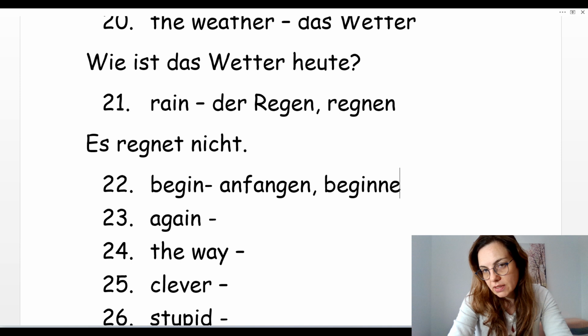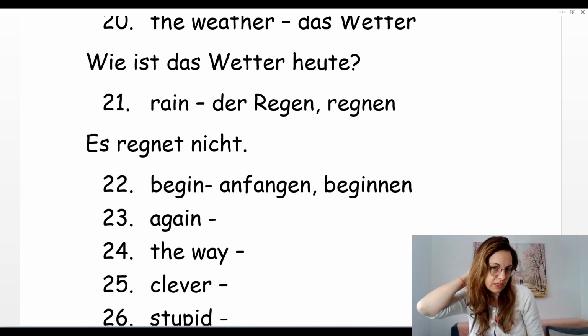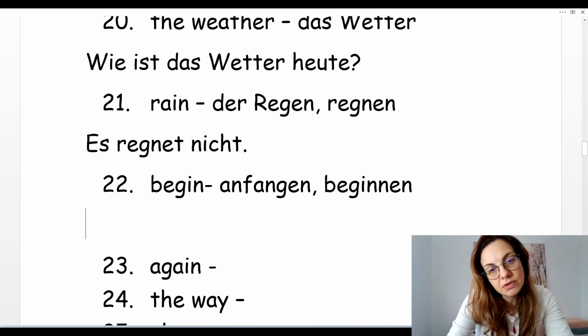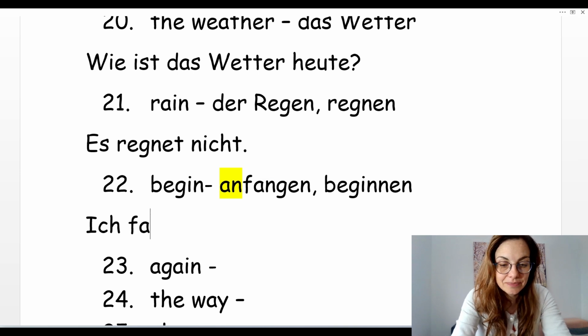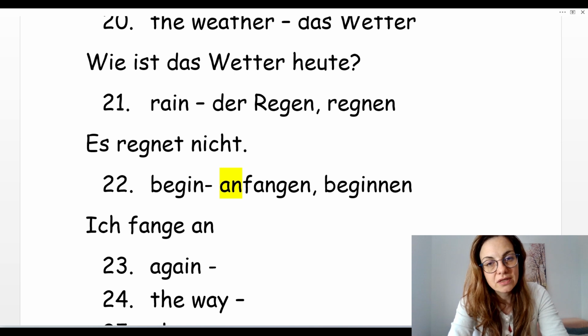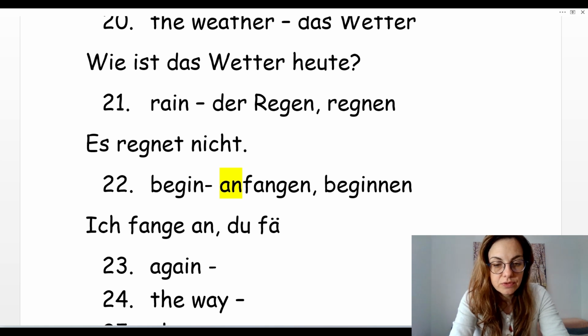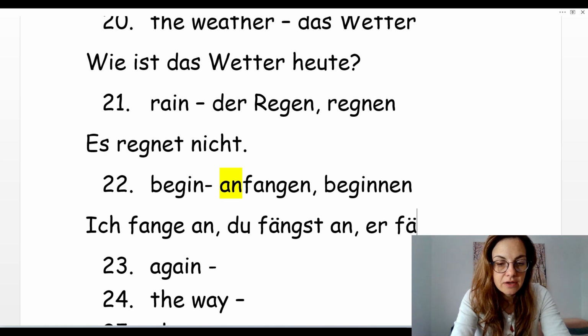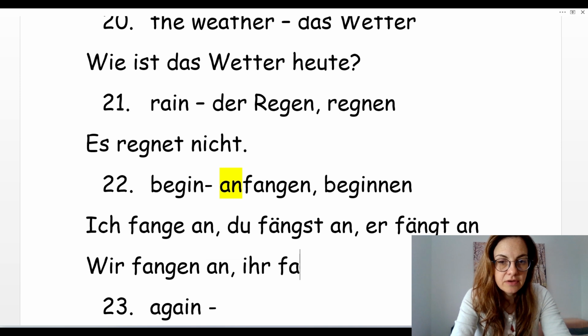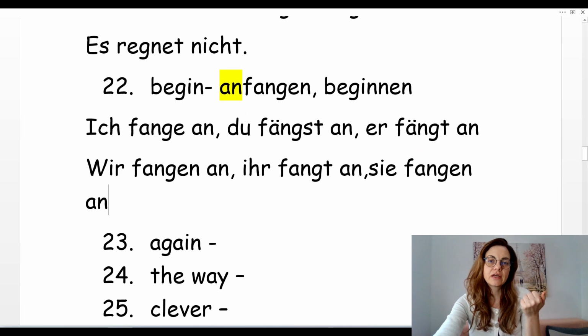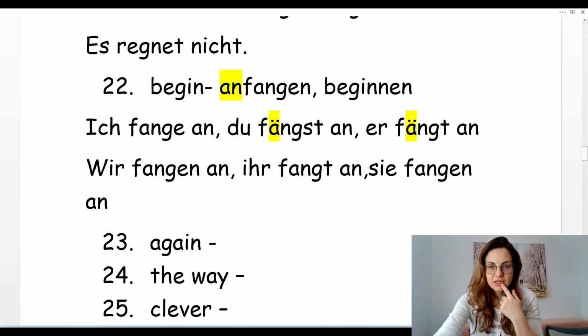To begin, anfangen or beginnen as well. Anfangen is an irregular verb, and it has this separable prefix an. So it's like ich fange an. If you want to conjugate this verb: ich fange an, du fängst an, umlaut, er fängt an, wir fangen an, ihr fangt an, sie fangen an.